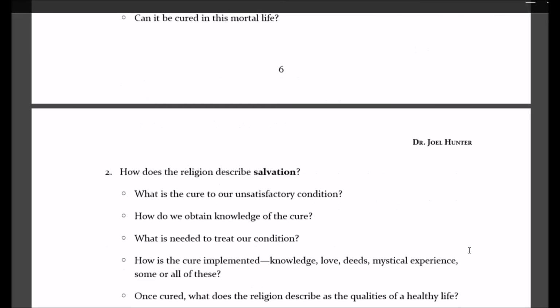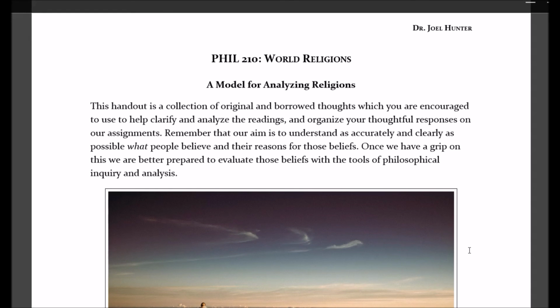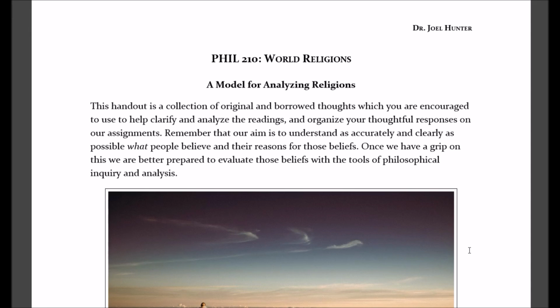So with that, this is the model for analyzing religions. It's available on Canvas for you to download, and I hope that you find it useful. If you have any questions about any of the words or claims in the model, to unpack it, do let me know, and I'd be glad to discuss those with you. I can do that, of course, online, and we can clarify anything that needs to be clarified.